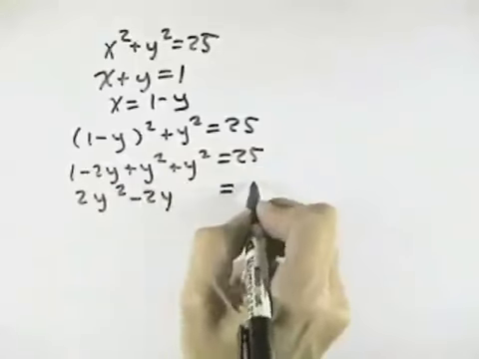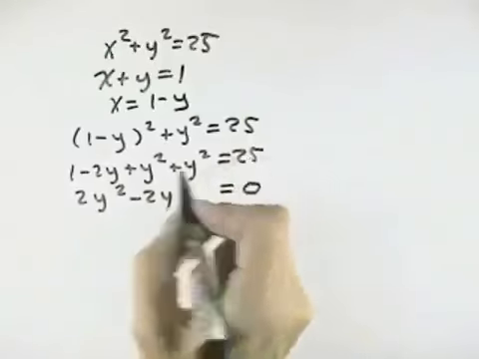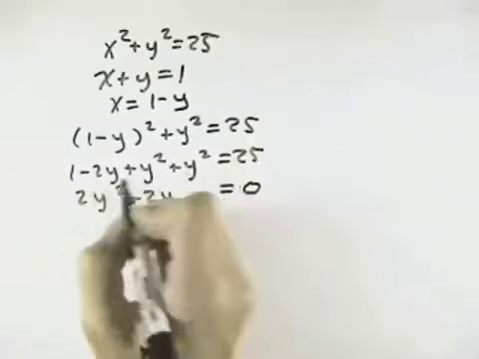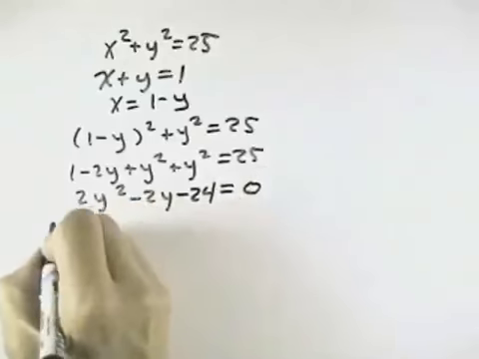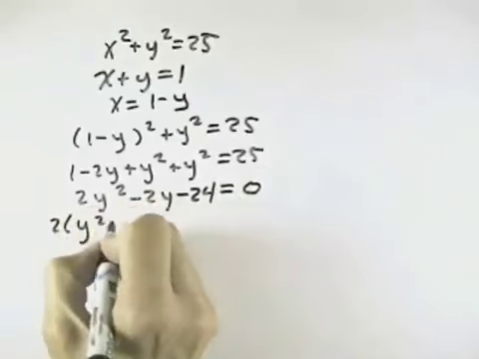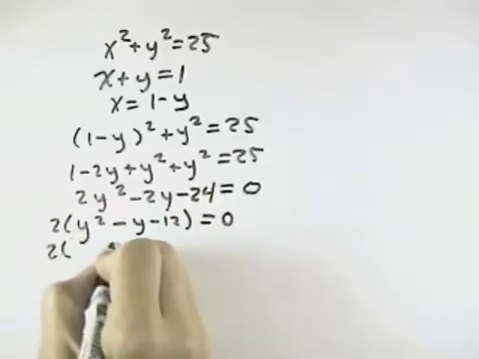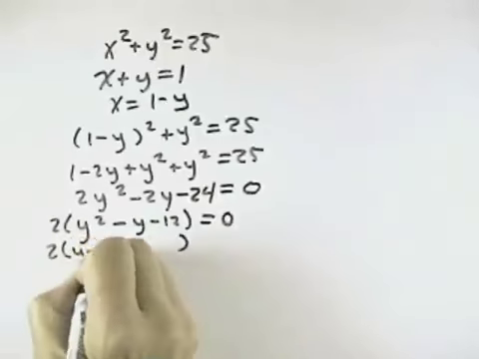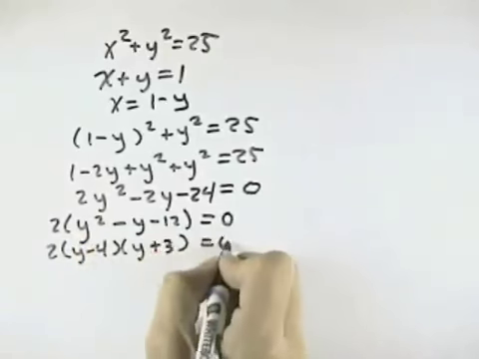Because it's second degree, I'm going to need to get everything on one side, so I'm going to subtract the 25. I had a 1 here, and I'm subtracting 25 from both sides, so that's going to be a minus 24. Now I can factor. I can take a 2 out, leaving y squared minus y minus 12, and then I can factor into (y minus 4) times (y plus 3).